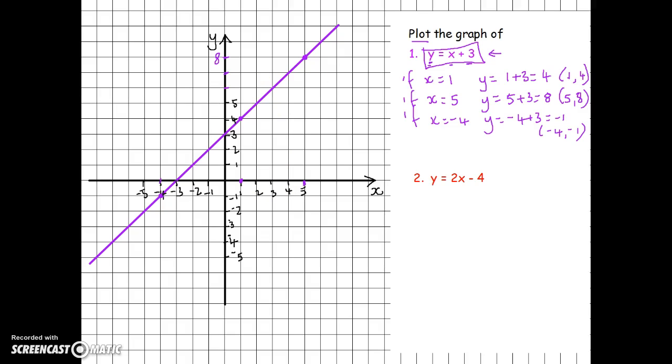So let's check it. Let's just choose any number we like. X equals 3. Is the y value 3 more than the x? Yes, it is. It's 6. Let's choose minus 1. Is the y value 3 more than it? Yes, it is. 2. Any point on this line, the y value here is 3 more than the x value. And that's what the line is showing us here.